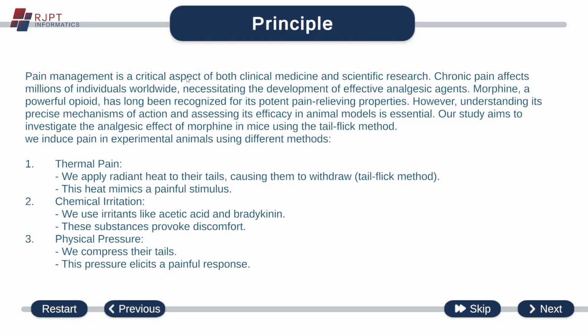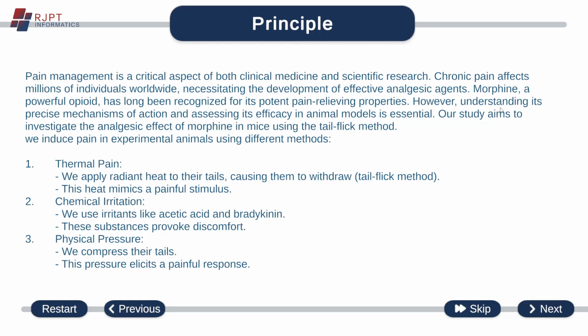So the above paragraph says that pain management is a critical part of clinical medicine and scientific research. Chronic pain affects millions of individuals, and morphine is a powerful opioid drug that has long been recognized for its potent pain relieving properties.